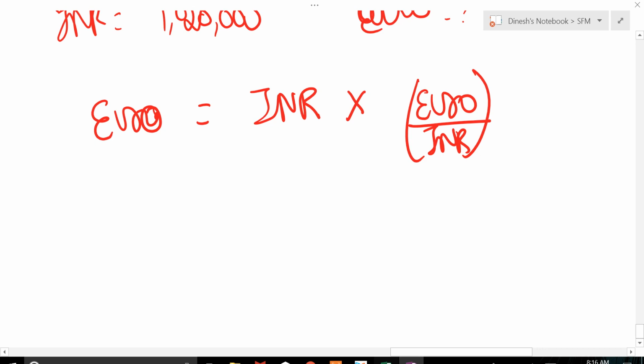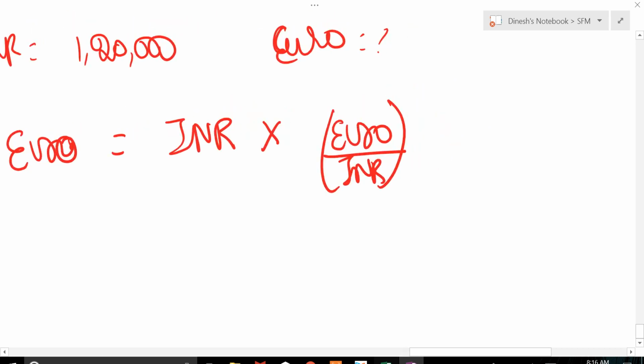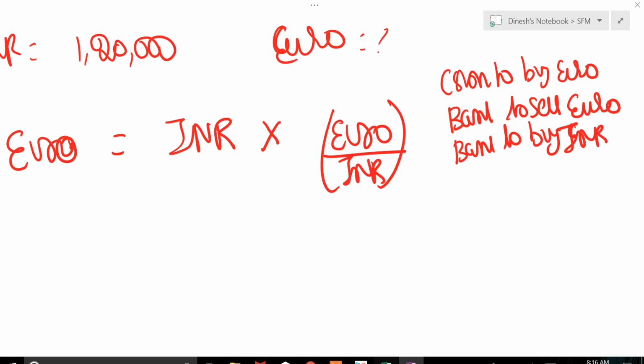What does the customer want to buy? Let's go by stage. I'll tell you to note down in some time. Customer wants to buy euro, bank to sell euro, bank to buy INR. Any doubts on this? Bank to buy INR. I'm again repeating it. Denominator currency: see what the bank wants to do with the denominator currency. Is the bank wanting to buy it or sell it?